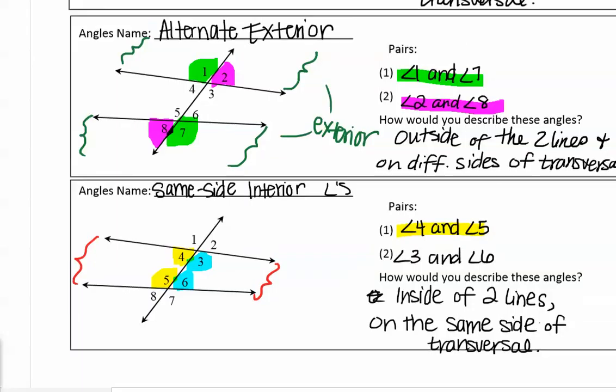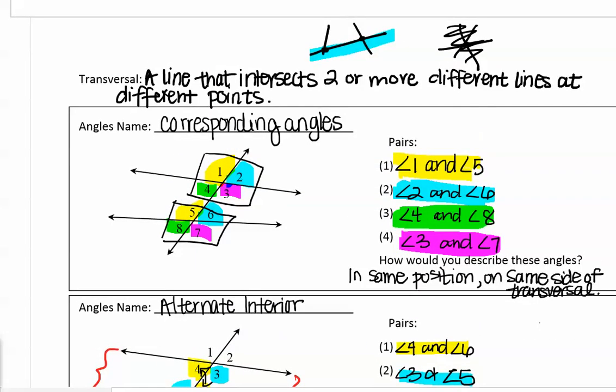Going back up to corresponding angles, we talked about how they're on the same side of the transversal, but this is the only pair that is not all inside or all outside, right? If you look at angle 1, that's on the exterior, and angle 5 is on the interior. So with corresponding, you have one of each in every single case, okay?